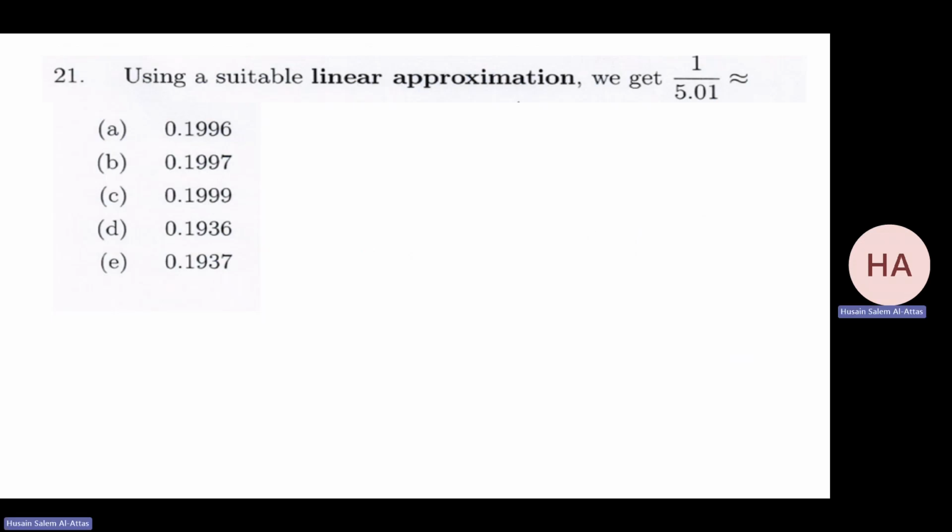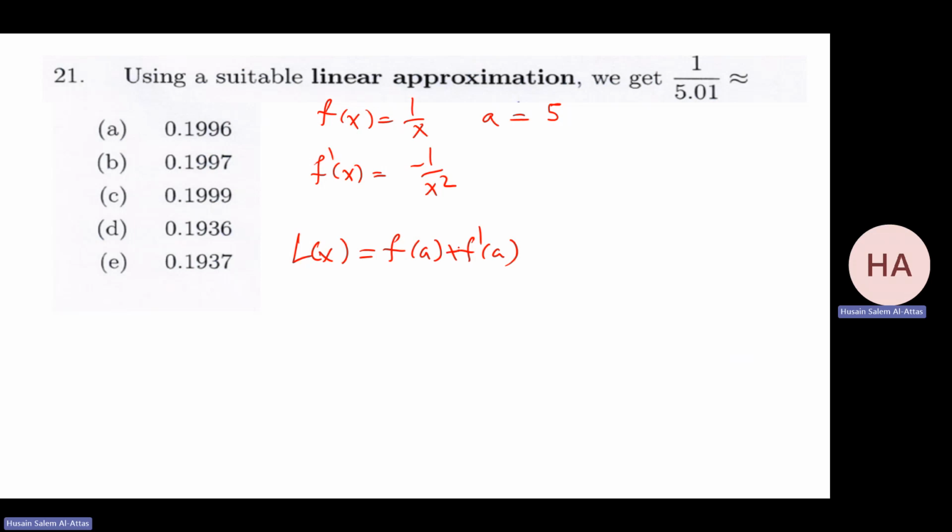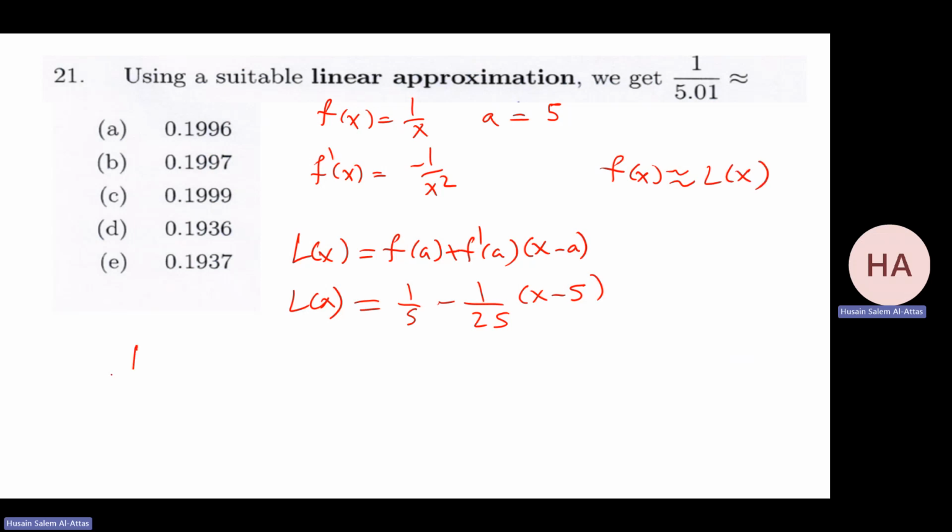Okay. What is my function? 1 over x. What is a? 5. Okay. What is f prime? Minus 1 over x squared. This is L of x: f of a plus f prime at a times x minus a. And f of a is 1 over 5. f prime at a is minus 1 over 25. Times x minus 5. That will be my L of x. And with that, in f of x, I can approximate using L of x. So 1 over 5.01, that is f of 5.01, which I can approximate using L of 5.01. That will be 1 over 5 minus 1 over 25 times 5.01 minus 5, that will be 1 over 100.